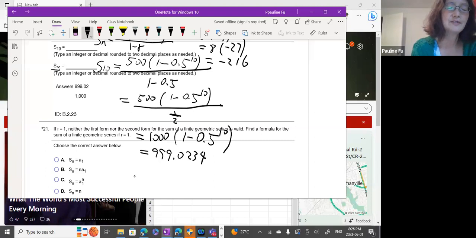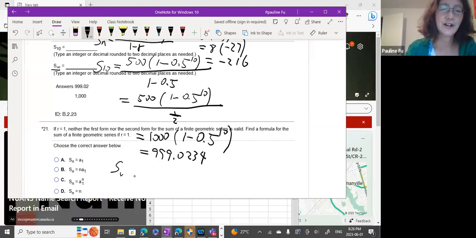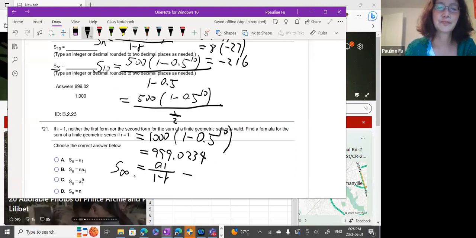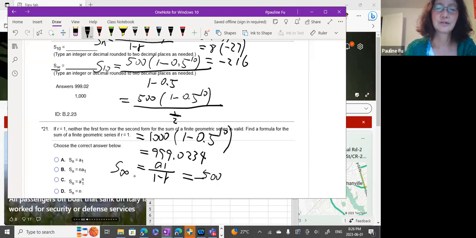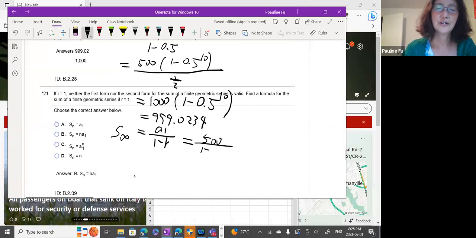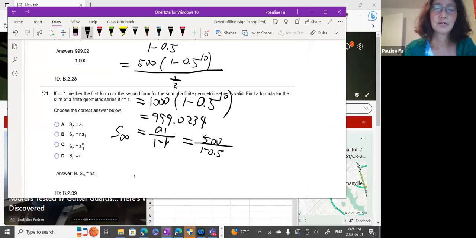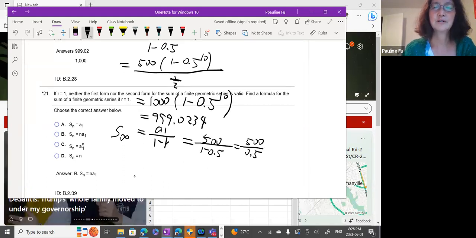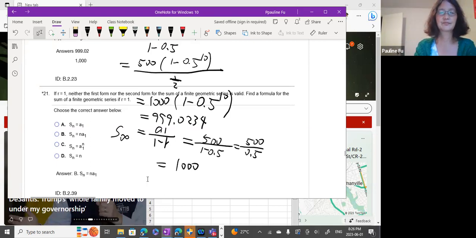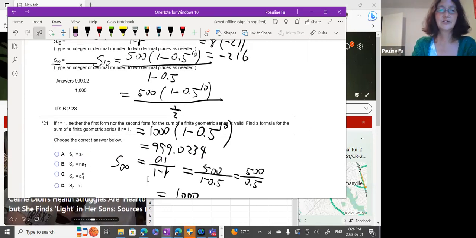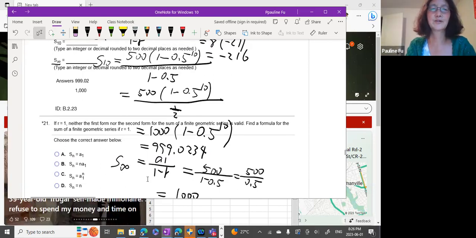Next, find S infinity. The formula for S infinity is just the first item over 1 minus R. The first item is 500, R is 0.5. So this becomes 500 over 0.5, equal to 1000. Okay, so this is question 20. Questions?